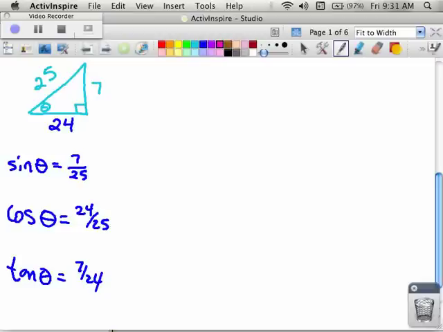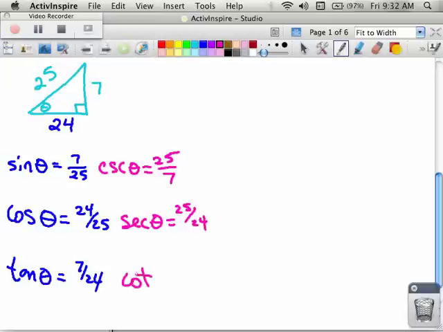All I've got to do is flip those. So now I know that the cosecant, which is the reciprocal function for sine, will be equal to 25/7. I know that the secant, which is the reciprocal function for cosine, will be equal to 25/24. And I know that the cotangent, which is the reciprocal function for tangent, will be 24/7.